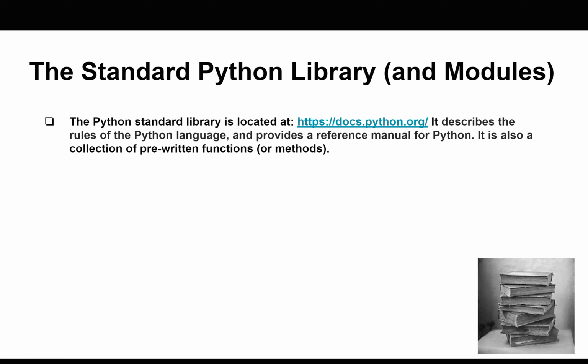The Python Standard Library is located at https://docs.python.org. It describes the rules of the Python language and provides a reference manual for Python. It is also a collection of pre-written functions or methods. These functions, of course, mean programmers are saved from reinventing the wheel and writing code themselves that can or do already exist and can be used whenever they require.